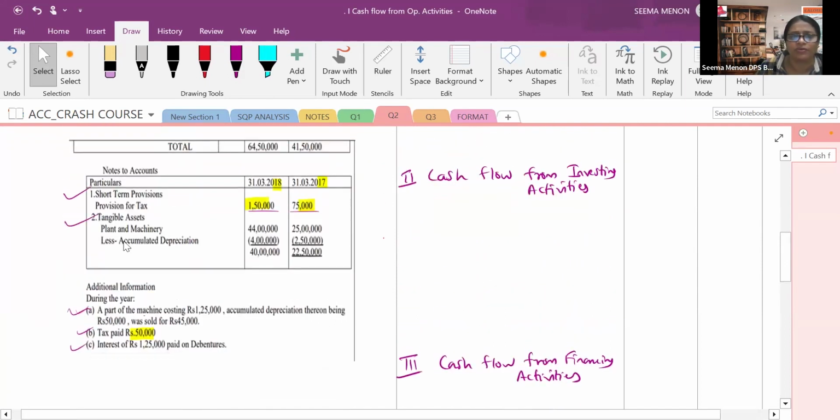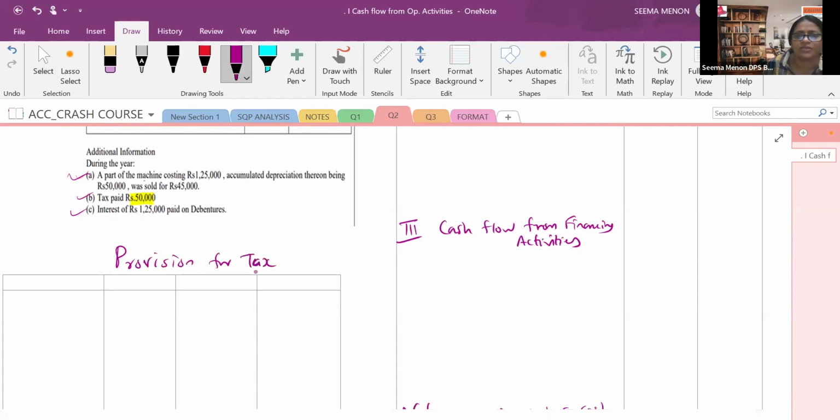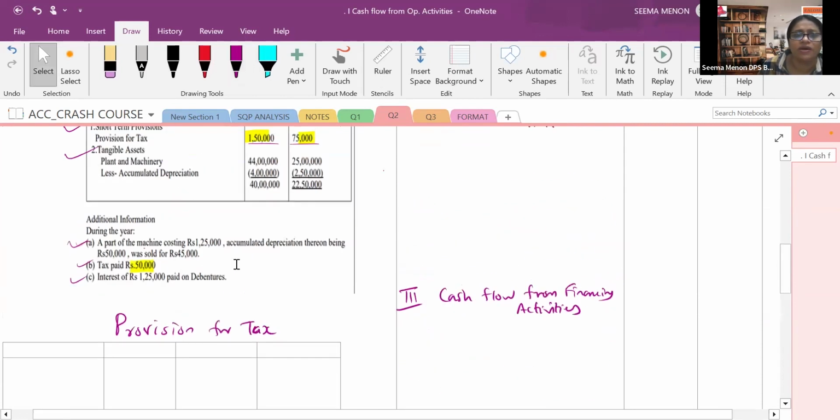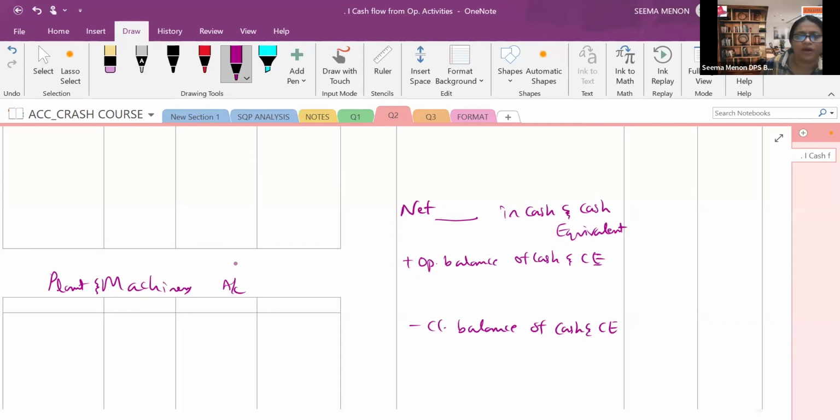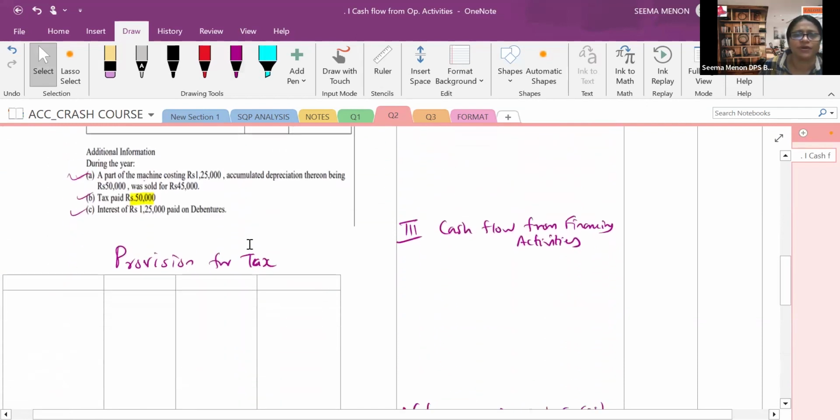In the adjustment, I already told you that first you will be preparing the provision for tax account. You have to make the format very fast, even though it is not necessary to draw in a very proper format. Just use the scale and pencil and draw the 4 columns very fast. Then the machine account, plant and machinery account. After that, we have to prepare the accumulated depreciation account. So first, let us make the provision for taxation account.